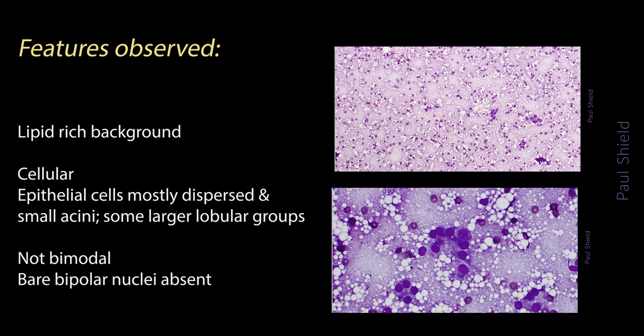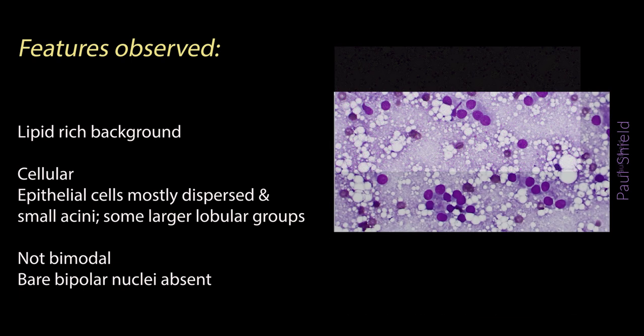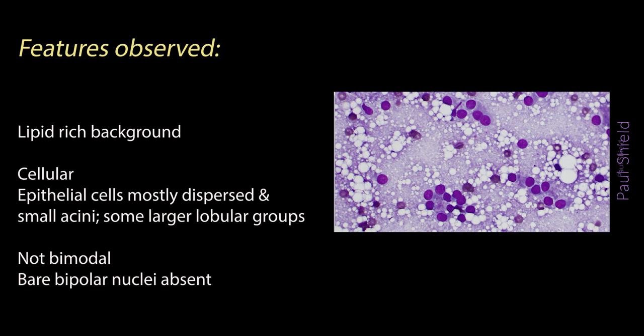So what's your diagnosis? The specimen had a lipid-rich background, and that was particularly obvious on the air drieds. It was spread uniformly across all the slides. It was fairly cellular, and there were mostly dispersed epithelial cells. Many of these were stripped as bare nuclei.